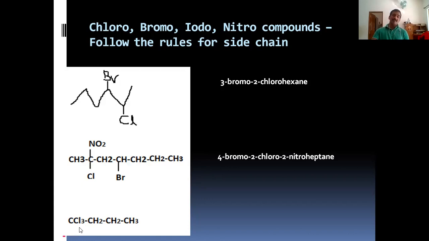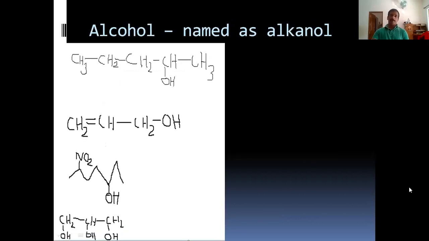And this is CCl3, CH2, CH2, CH3. Start numbering from here. 1, 2, 3, 4. 1, 1, 1 trichlorobutane.